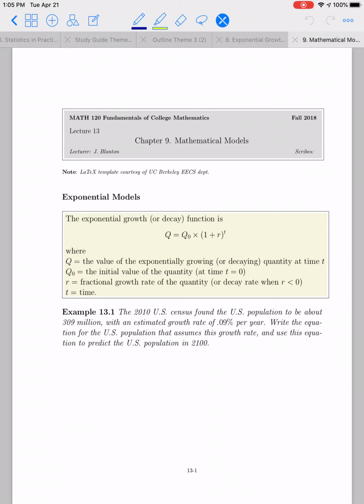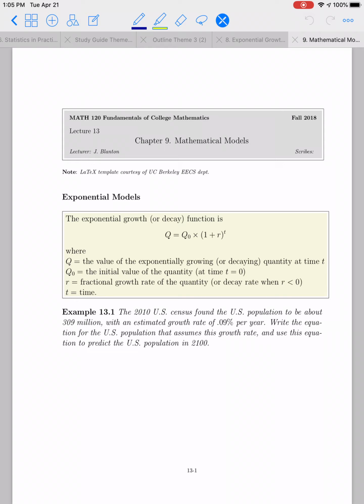So our final chapter is chapter 9, and this is mathematical modeling. Most things will look familiar. We're going to deal with linear models and exponential models, and we've seen both of these in chapter 8. Only now we're going to take this in a more general exponential modeling format, and we're going to spend a little bit more time comparing exponential models to linear models.